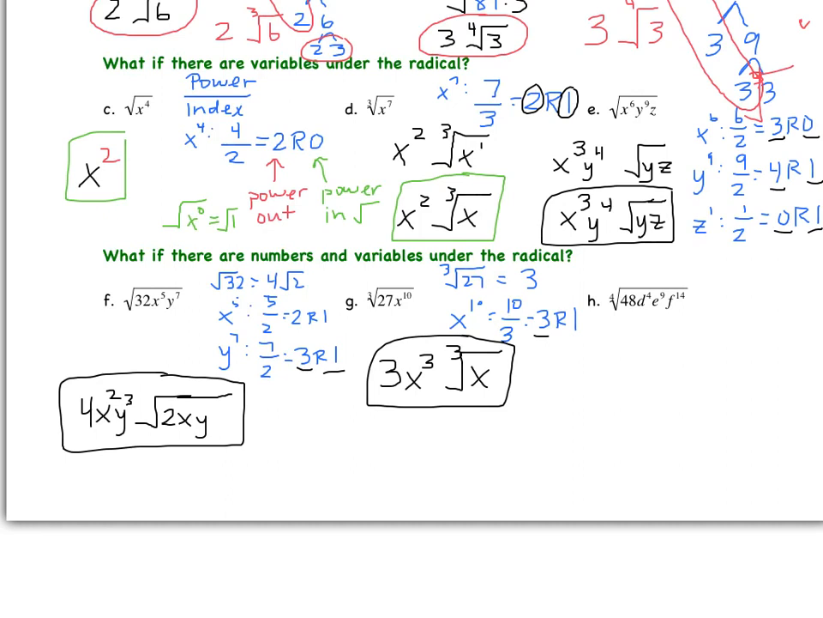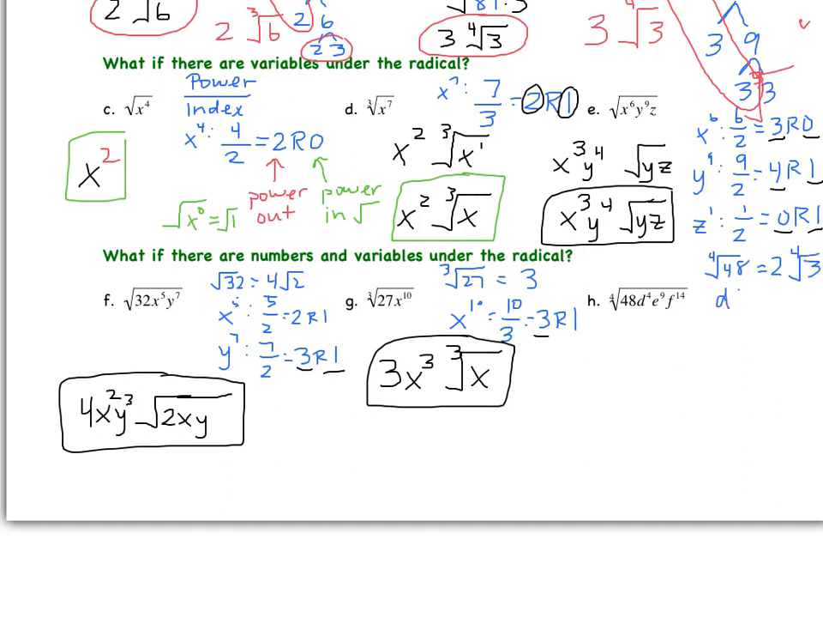Finally, the fourth root of 48 times d to the fourth times e to the 9th times f to the 14th. So let's do our side notes. The fourth root of 48. Again, knowing your perfect powers, your perfect powers of 4. Well, the biggest power of 4 that goes into 48 is 16. The fourth root of 16 is 2, with the fourth root of 3 remaining.